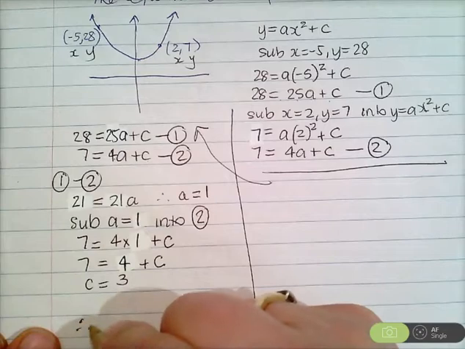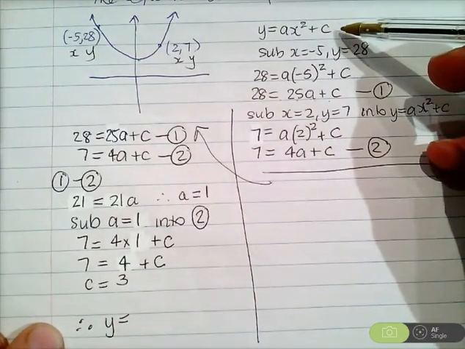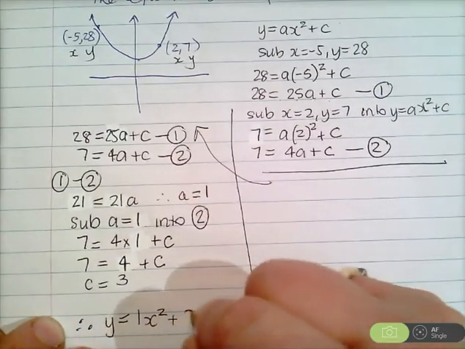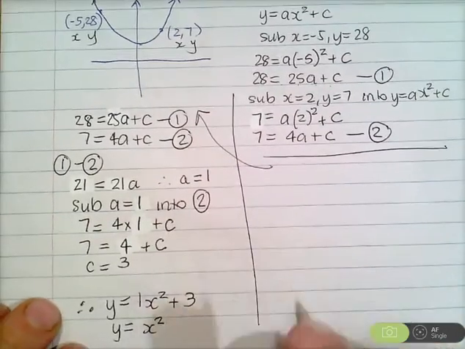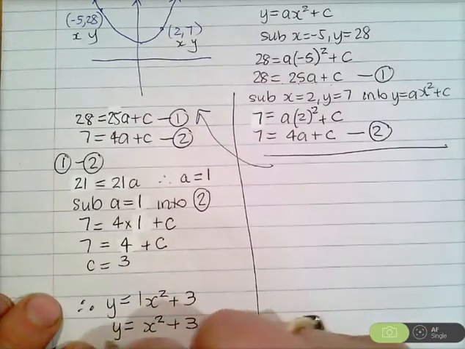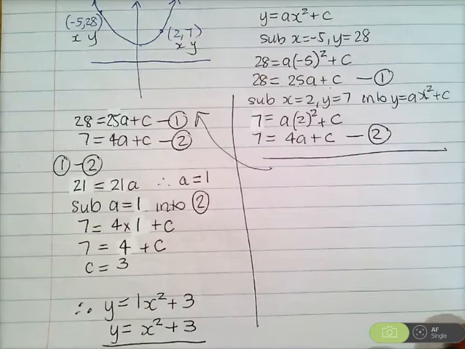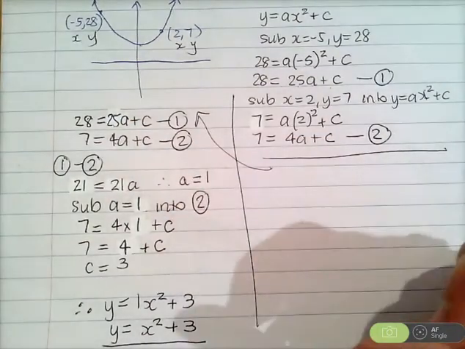So therefore, my equation, which happens to be y equals ax squared plus c, will be y equals 1x squared plus 3. Now you don't have to write down the 1 in front of the x squared. So we will get y equals x squared plus 3. And that's the answer. Okay? So just being careful there, making sure you copy things out correctly. Okay? And that's that one.